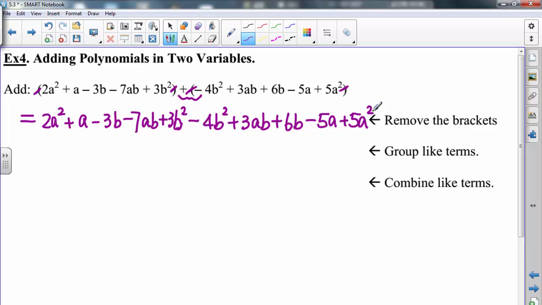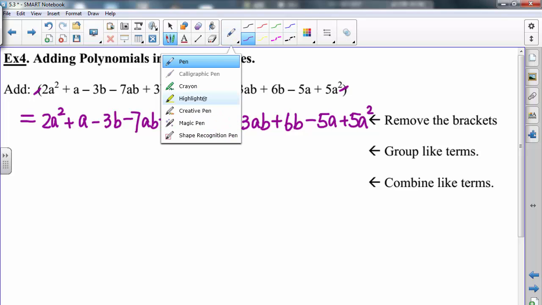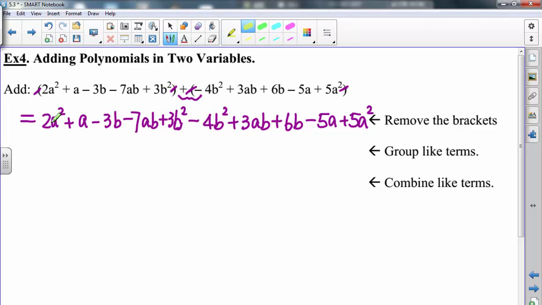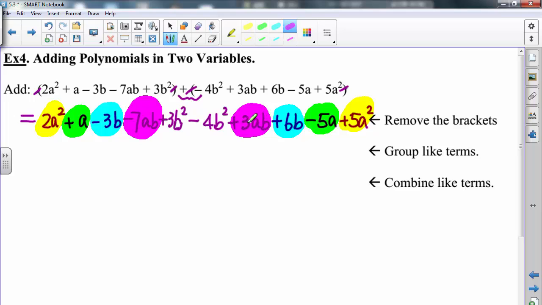After I remove the brackets, I need to identify the like terms and group them using the highlighters. So I will use the yellow color for 2a squared. So where is its like term? Something a squared. I found it. It's positive 5a squared. Plus a, negative 5a. They are the like terms. Minus 3b. Where is its like term? It's plus 6b. Minus 7ab. I find it's plus 3ab.